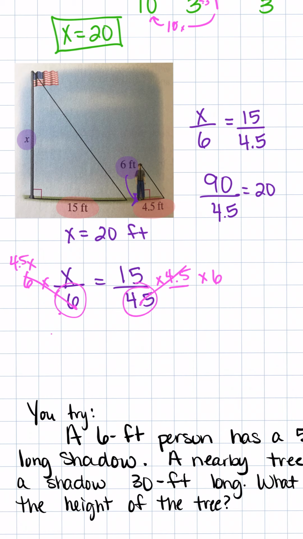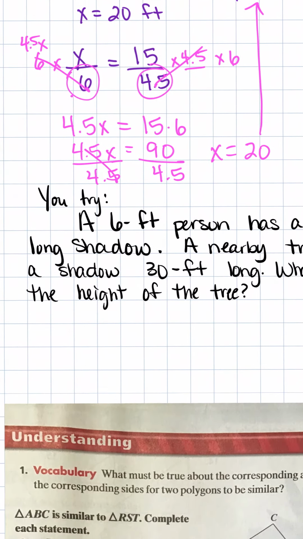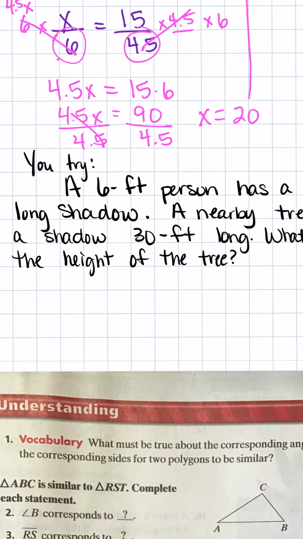So then we get 4.5x equals 15 times 6, and that's how I got the 90. And then we have 4.5x divided by 4.5. That gets rid of that. Whatever we do to this side, we have to do to that. And this is how I got x equals 20. So just so you understand the steps, but as long as you understand it, you're welcome to do it this way where you're just cross multiplying and then dividing. Okay? So go ahead and try this one on your own.